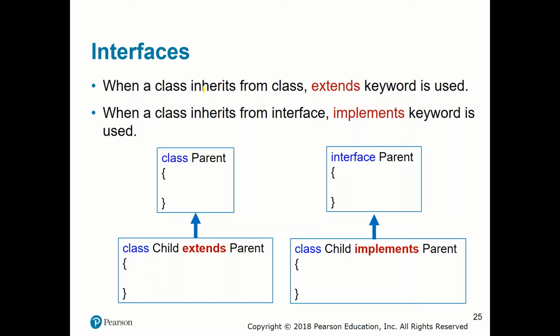When a class inherits from a class, the extends keyword is used. So here, class Parent, class Child extends Parent. A class can inherit from a class using the extends keyword. When a class inherits from an interface, the implements keyword is used. Here, interface Parent and class Child implements Parent. This time Parent is an interface. So you need to use the implements keyword when class Child inherits from an interface.